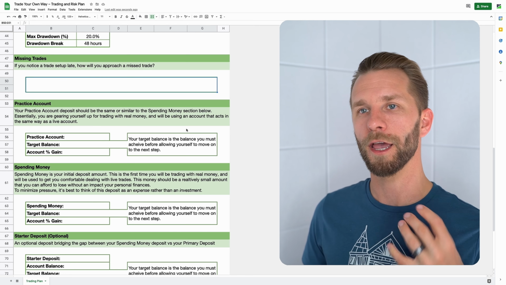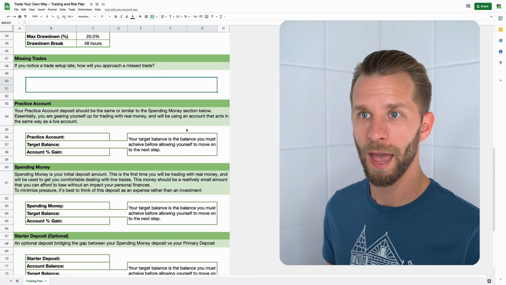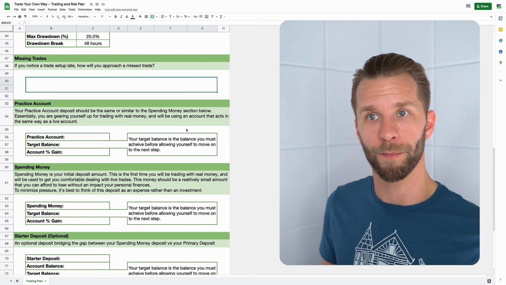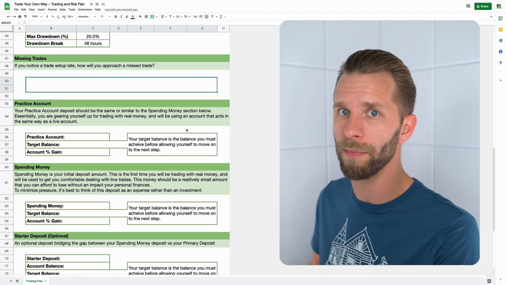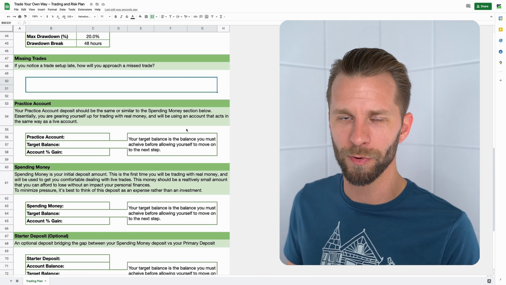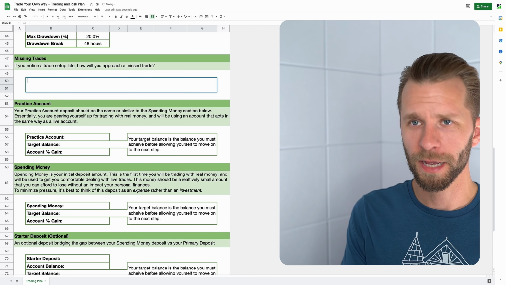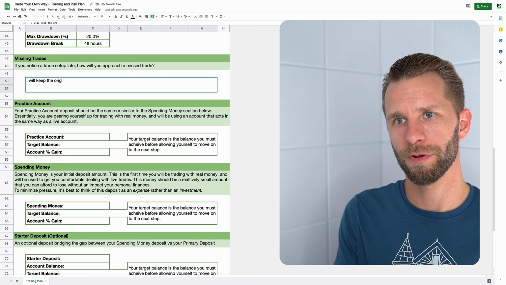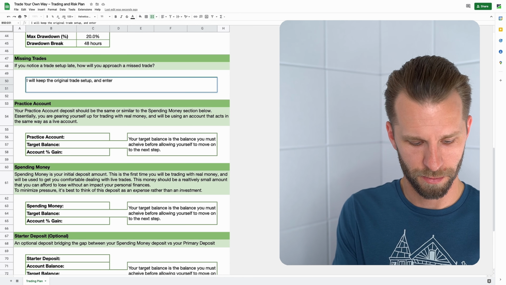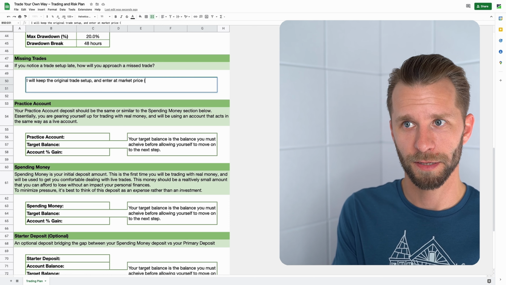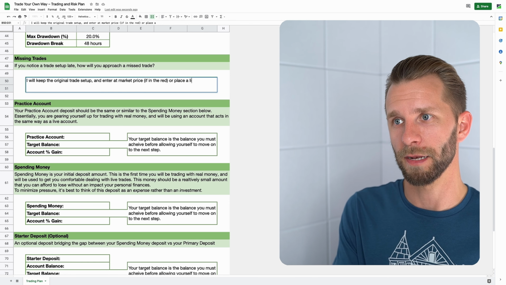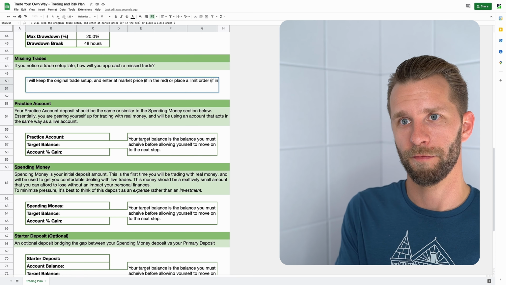Missing trades. If you notice a trade set up late, how will you approach a missed trade? How are we going to deal with it if the perfect setup happens at 2 a.m., but we get up at 6 a.m.? We needed to find out what we're going to do in that circumstance. So for this example, I'll say I will keep the original trade setup and enter at market price if in the red, or place a limit order if in the green.